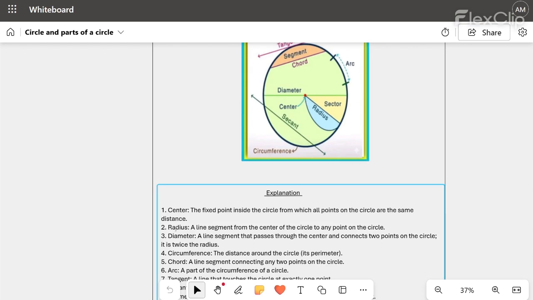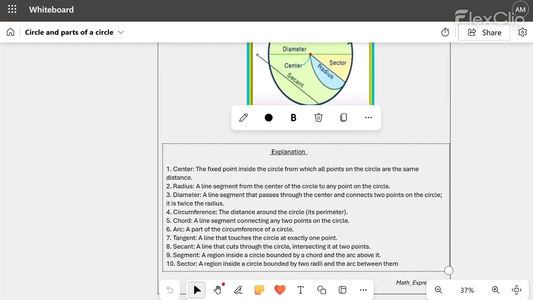Then number two here is radius. The radius of a circle is a line segment from the center of the circle to any point on the circle. Radius is a line that is drawn from the center of the circle to any point at the circumference of the circle. As you can see here, this is the radius, this black line drawn from here to the circumference, and it is equal to any line that is also drawn from here in any other direction to the circle. That's why it is called the radius of the circle.